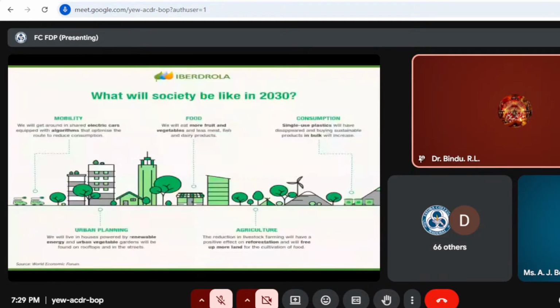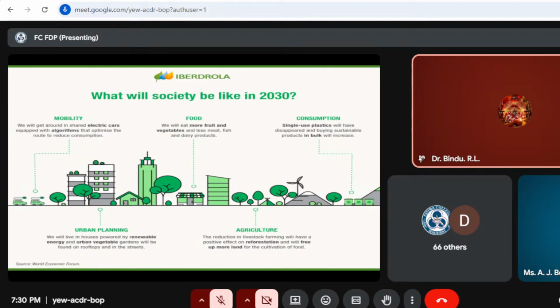Next. So what will society be like in 2030? It is the mobility, food consumption, urban planning, agriculture. Everything must have a root in our tradition, our culture, our preservation, our philosophy, our science. And that is enunciated by the Indian knowledge system.